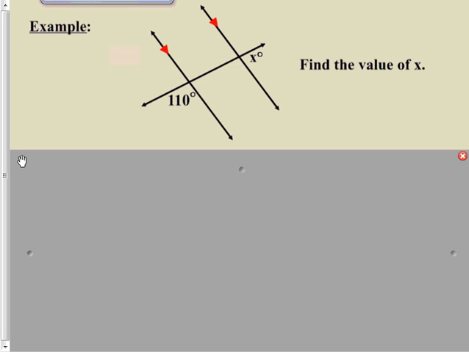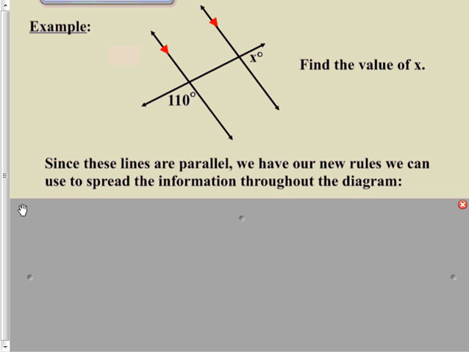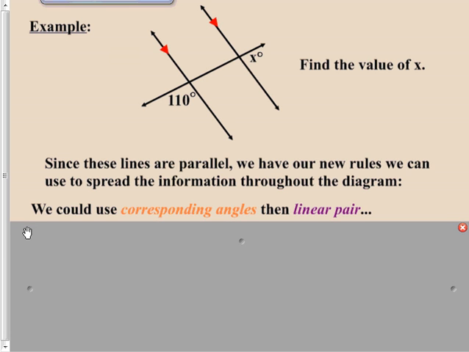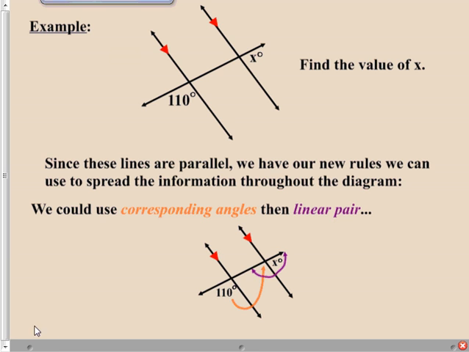Well, look at these two angles in the picture. Are these any particular type of angles that we know about? These don't fit any of the four categories that we have talked about the last couple of days. So what we're going to have to do is figure out a way to manipulate this information so that we can find out what kind of angles we might be looking at. Since these lines are parallel, we have our new rules, and we can use those to spread the information throughout the diagram. For example, we could use the corresponding angles rule and then allow the linear pair definition to take over from there.